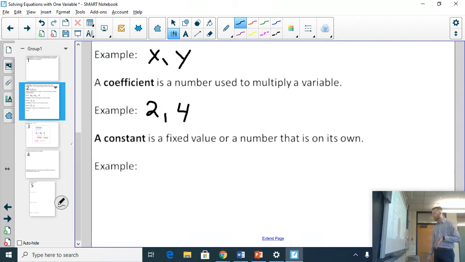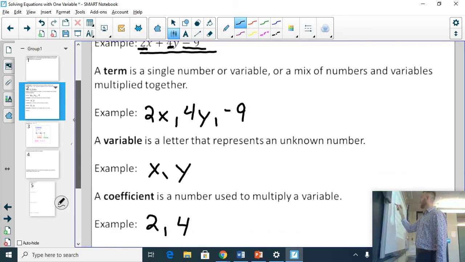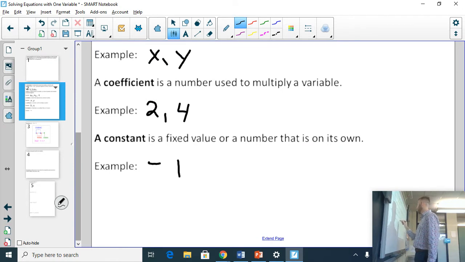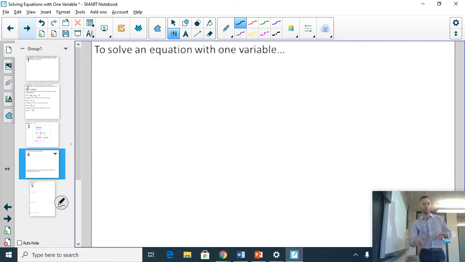And then a constant is a fixed value or number that is all on its own. And so if we look back up here, the number that's all on its own right here is minus 9. So for this example, minus 9 works. And I wouldn't worry about writing this down because it's summed up very nicely right here for you. So for our example, 2x minus 4y minus 9, it's nicely color coded. It breaks up the coefficients and the variables and the constant. So if you wanted to rewind or pause there to take note of that, it might be helpful.